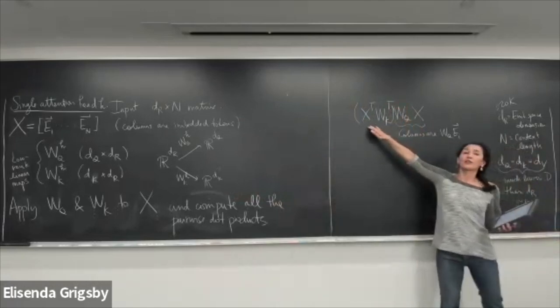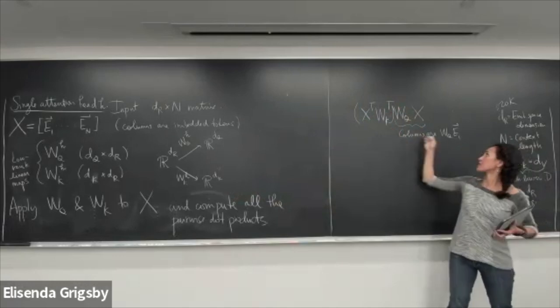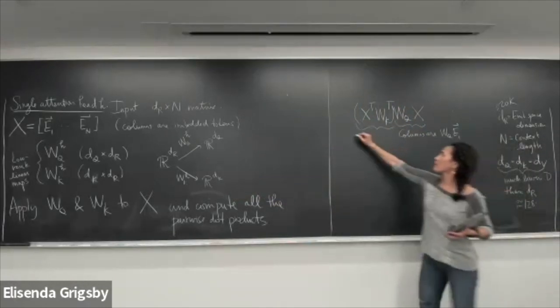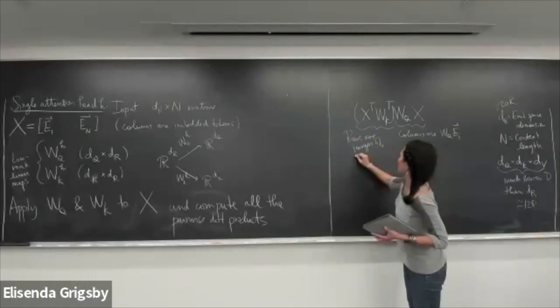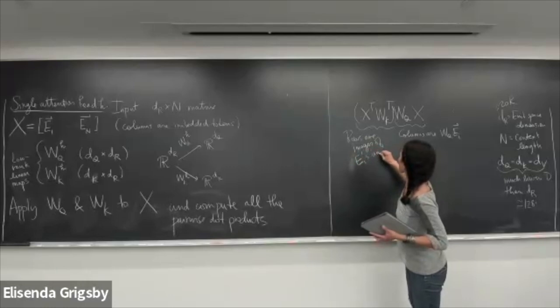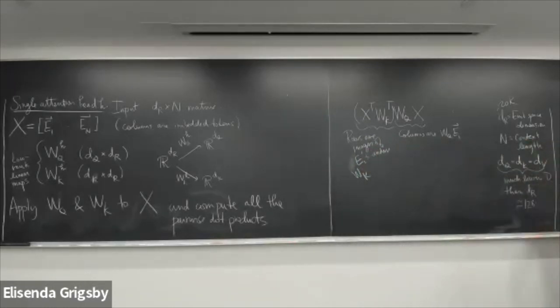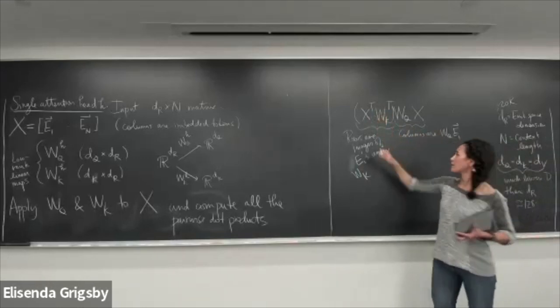The point is that the rows of this matrix are the images of the E_i under WK. Okay, so this is just WK times X transpose.